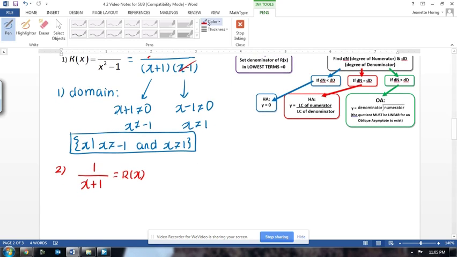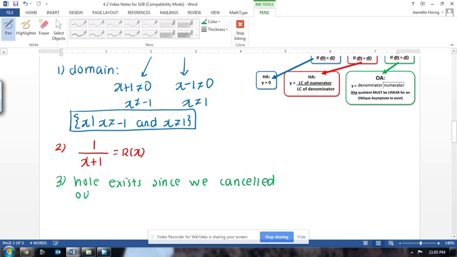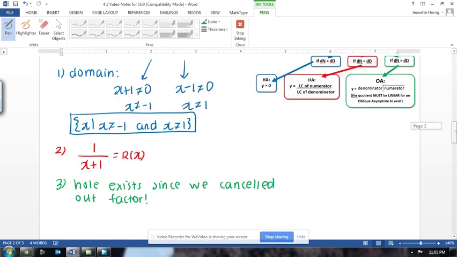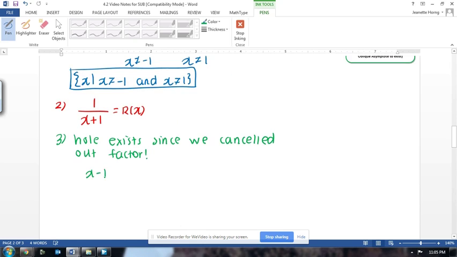Because we did cancel out a factor, this is going to be our first example that has a hole. So I'll say a hole exists because you canceled out a factor. Specifically, I need to find out where the hole is. Our factor that we canceled out was x minus 1. That's going to help me figure out where the hole is. I'm going to say x minus 1 equals 0, add 1 to both sides, and then I'll get x equals 1.